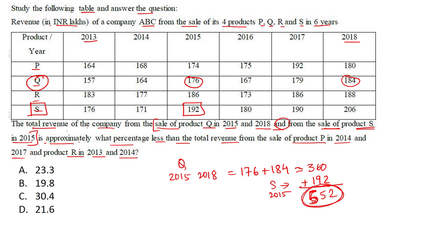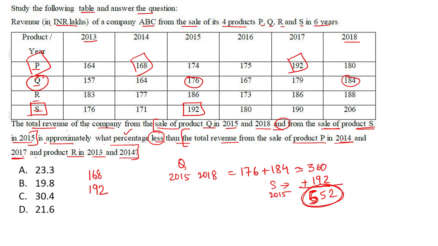Now next, is approximately what percentage less than? First we'll find out less and then we'll find out percentage. Less than, let's check this section. Total revenue from sale of product P in 2014 and 2017. Product P is there, 2014 and 2017 we have to check. So 168, 192.